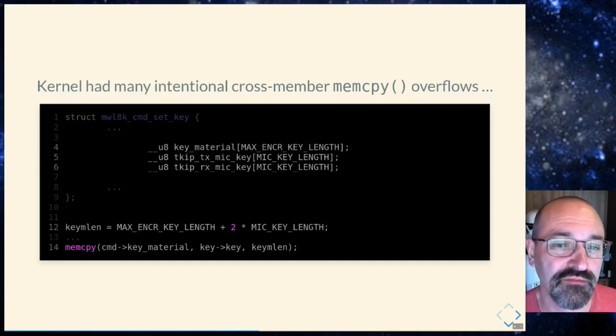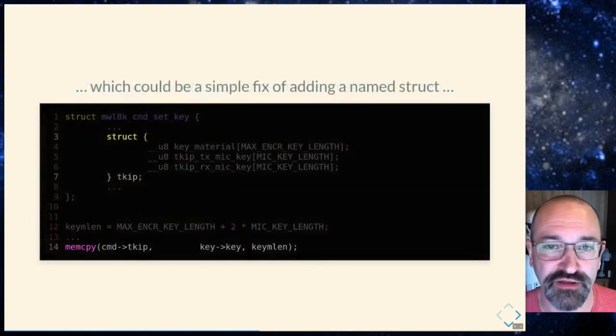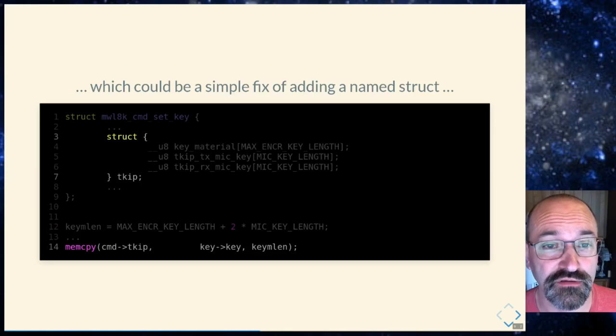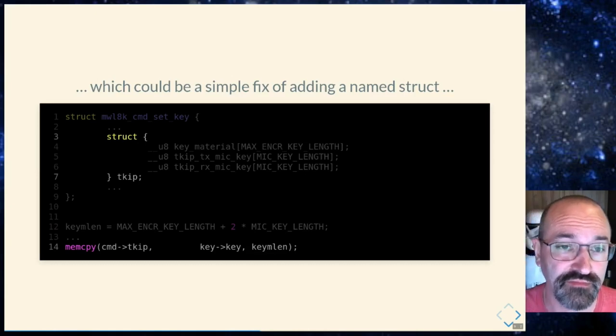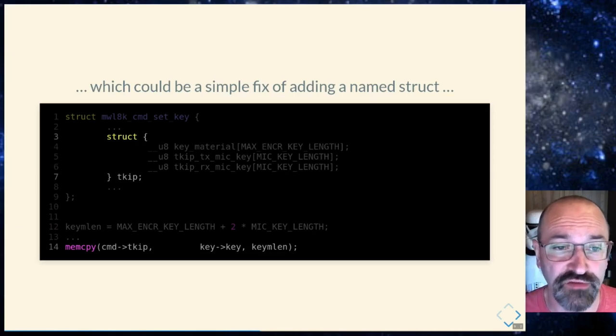So to avoid breaking this up and having 3 separate memcopies, which is a huge pain and a lot of churn, one option is you just wrap all 3 of them in a new structure with a name, and then your memcopy can actually target that structure. And you say, oh, hey, cool. The size of TKIP is, in fact, totally correct. Key mlen now matches that size, so the memcopy can continue, and the compiler and fortify are happy.